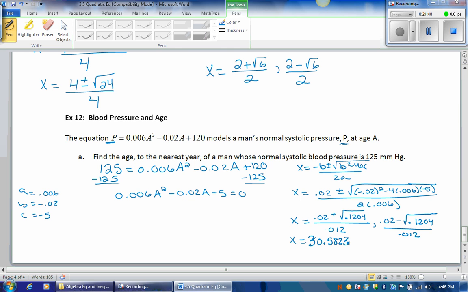0.02 minus the square root of 0.1204 divided by 0.012 gives me negative 27.2489. Okay, and if you're looking for the age of a man, you're not going to have a negative age. So we're going to say he's about 31 years old.